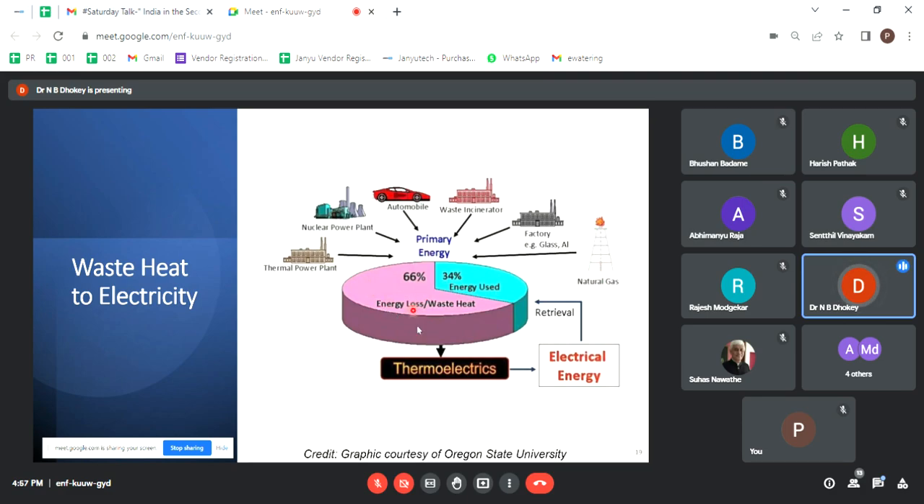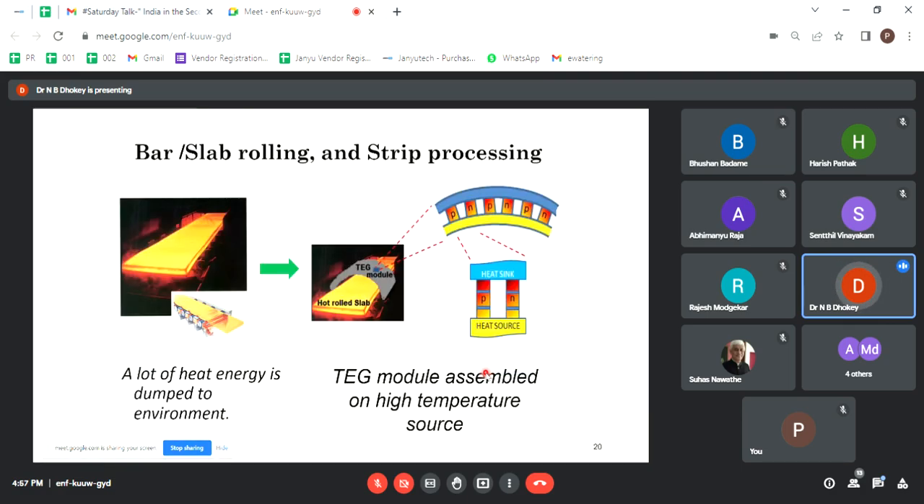And therefore, there is a way to harvest the heat out of this for energy production, using thermoelectric material. So this is again a topic of very high priority. For example, if I could mention a case like hot rolling slabs: when the slab comes out of the rolling mill, the temperature is certainly above 900 degrees Celsius, red hot. So a lot of heat energy gets radiated and is lost into the environment.